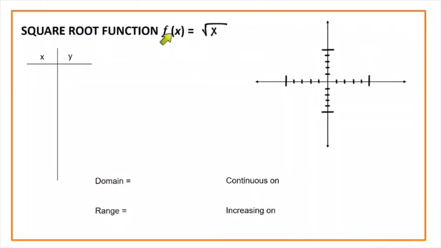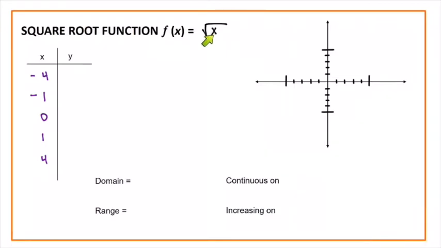Now here is the square root function, and we've got f of x equals square root of x. Now this time, because we're going to need to take the square root of whatever we plug in for x, I'm going to choose some different x values. So I'm going to choose -4, -1, 0, 1, and 4. And let's go ahead and plug those in.